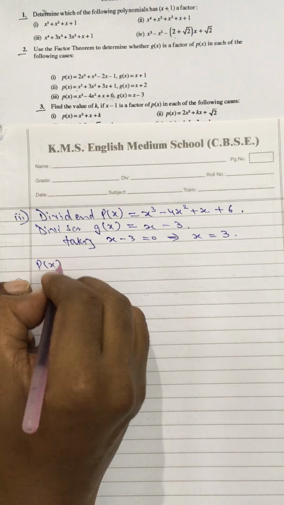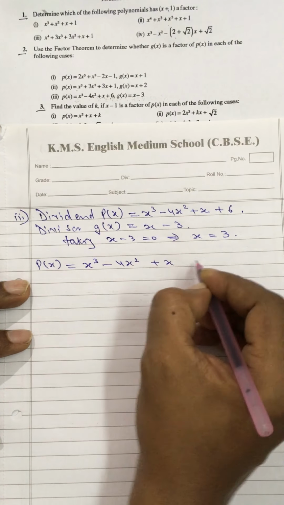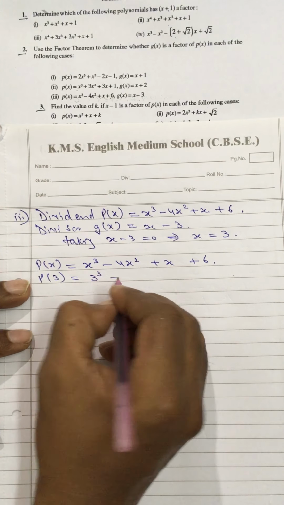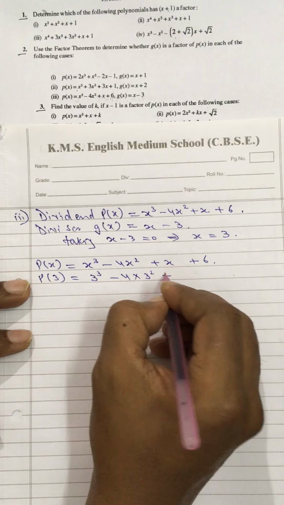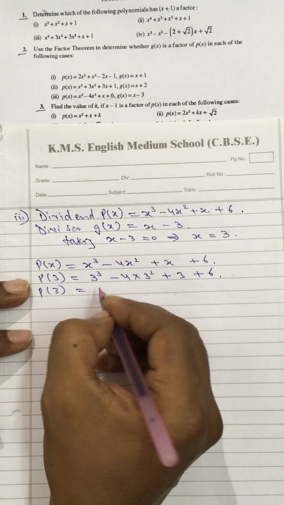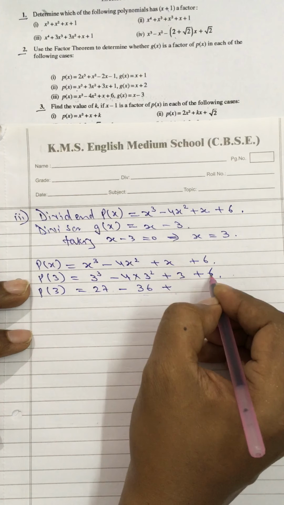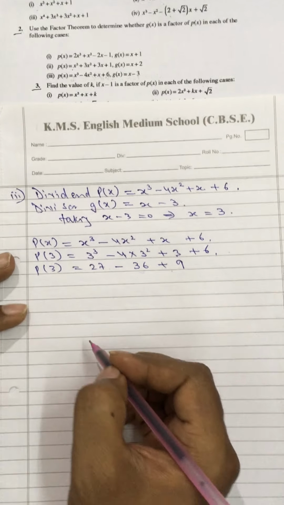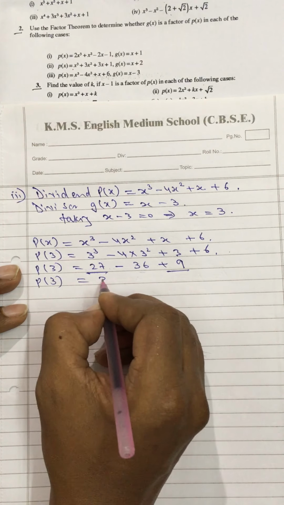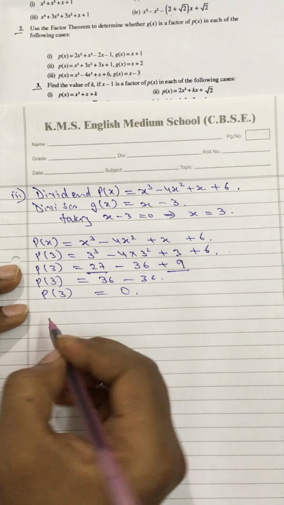Now copying everything down, p of x is actually equal to x cube minus 4x square plus x plus 6. P of 3 is equal to 3 cube minus 4 into 3 square plus 3 plus 6. So what I will get is p of 3 is equal to 3 3 is a 9, 3 is a 27 minus 3 3 is a 9, 4 is a 36 plus 3 plus 6 9. Finally I am getting one factor. 27 plus 9 will give me 36 minus 36. So p of 3 is equal to 0.